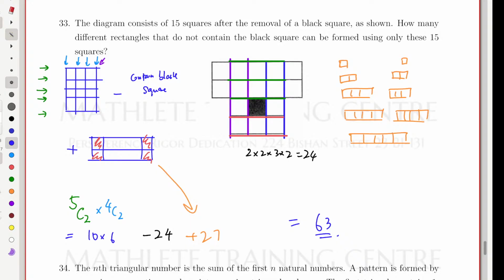Now, of course, you can choose to not do this. You can go and count the number of rectangles directly. You can do that as well. But if you count the number of rectangles directly, the chance is that you might make a mistake somewhere. And then if you don't realize you made a mistake, then you might get the wrong answer.